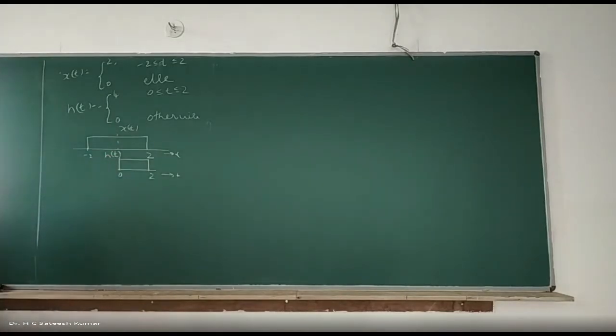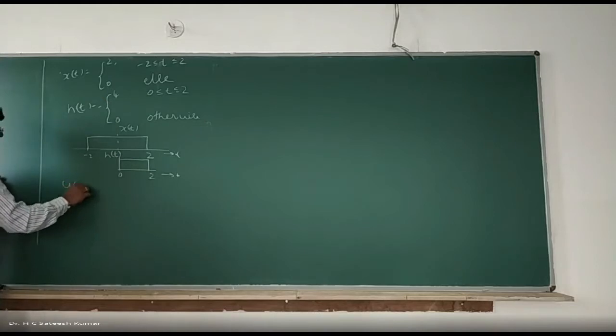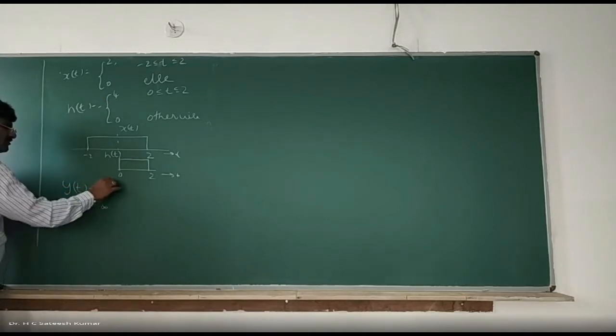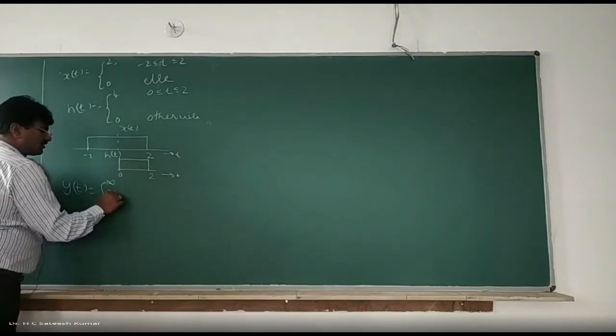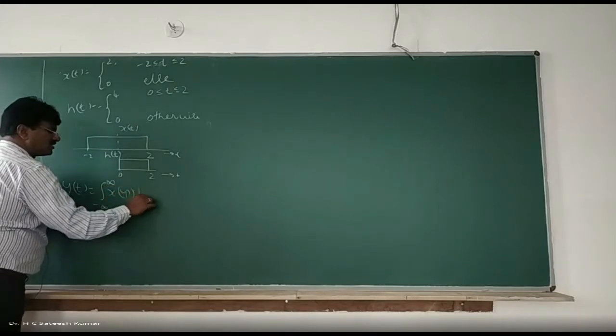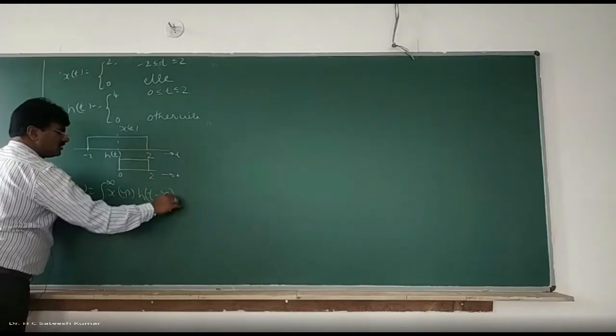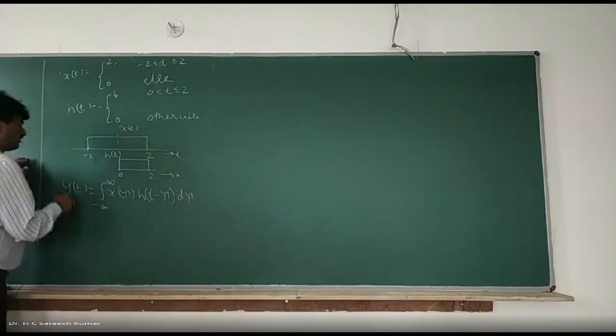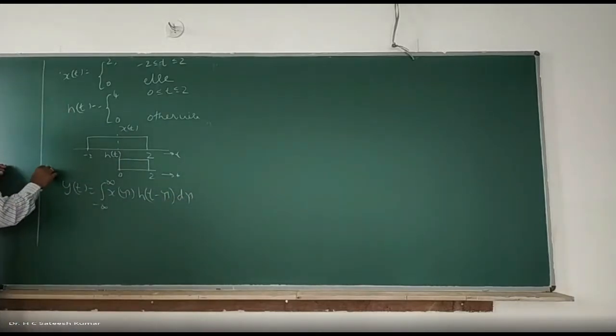So what is the formula? Y of t is equal to what? Integration from -infinity to +infinity x of tau into h of t minus tau d tau. That is your y of t, which is the convolution of x of t with h of t. Okay, right.